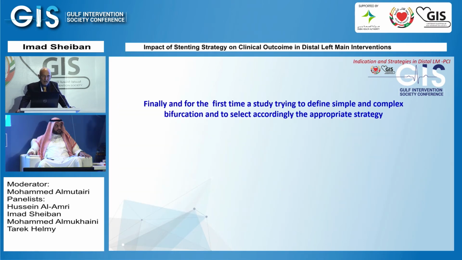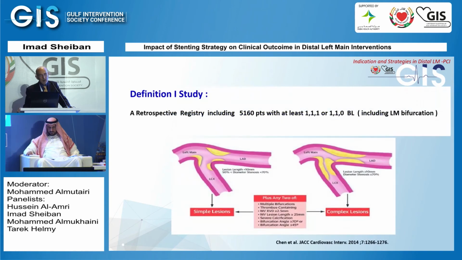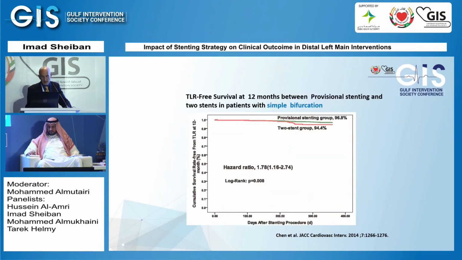But finally, and for the first time, a study tried to define simple and complex bifurcation and to select the appropriate strategy accordingly. This was the DEFINITION study, which defined what is complex and what is simple according to minor criteria you see here in this slide, and two major criteria. So one major criterion plus two minor criteria will define the complexity of the bifurcation.